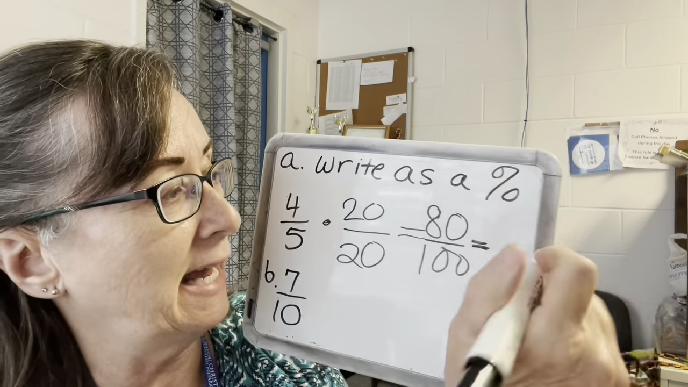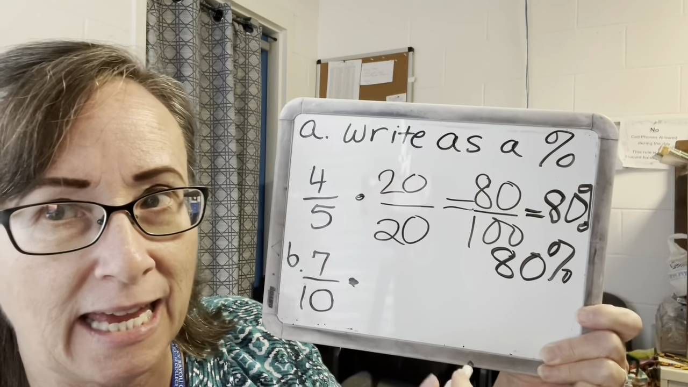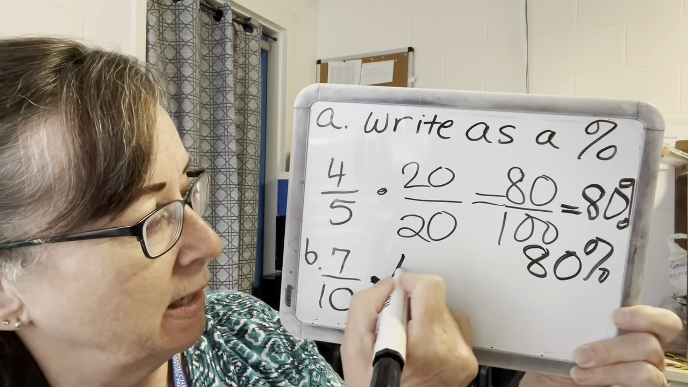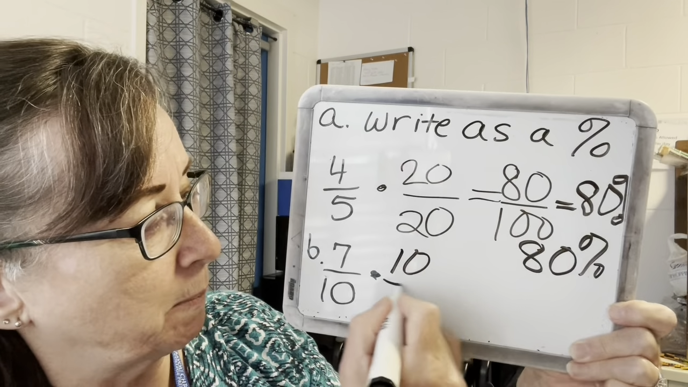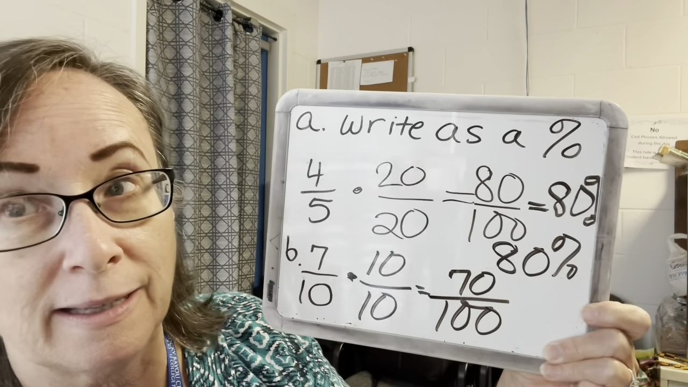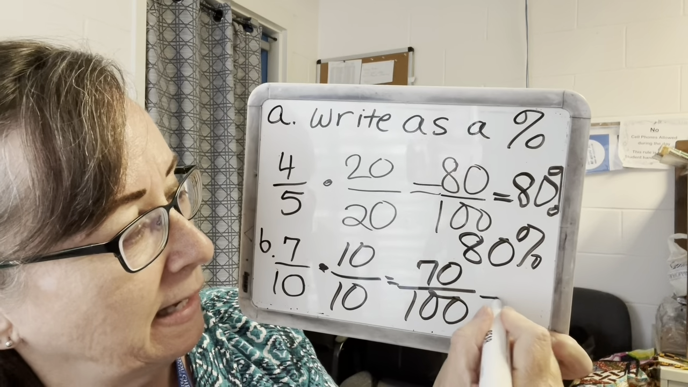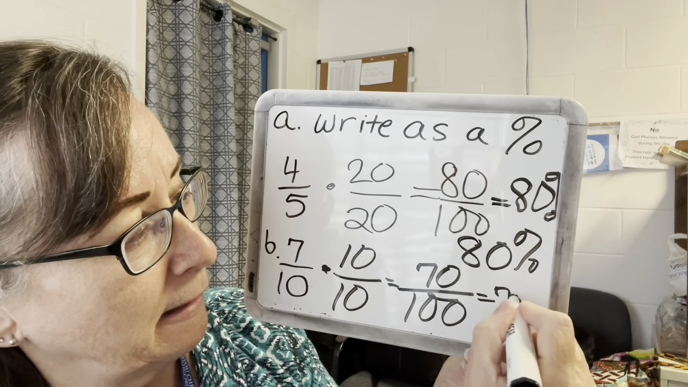Okay, 7/10 is pretty easy because 10 needs to be multiplied by 10 to get it to 100. So we're going to multiply by 10 over 10, which is 70 over 100. And now I change the 100 into a percent sign and make it 70%.